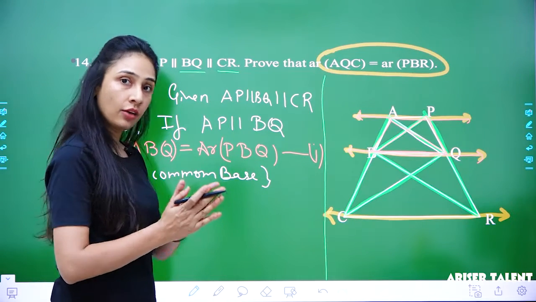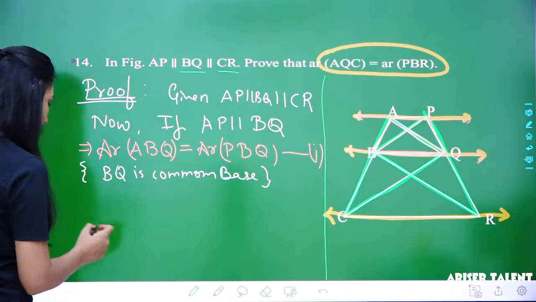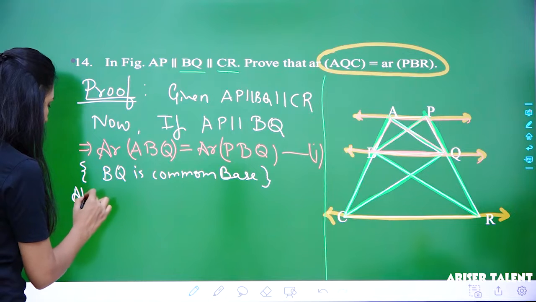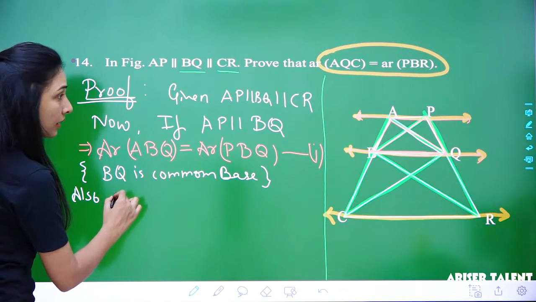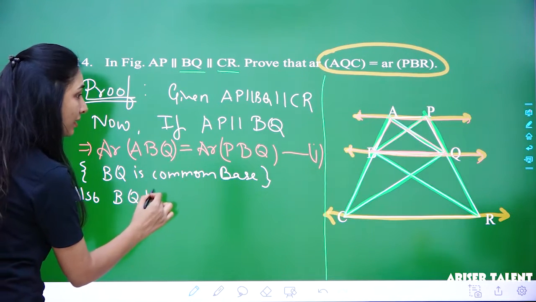So this is the first thing, you got that. Now the second thing: also, BQ is parallel to CR.